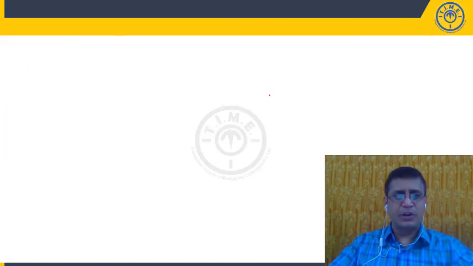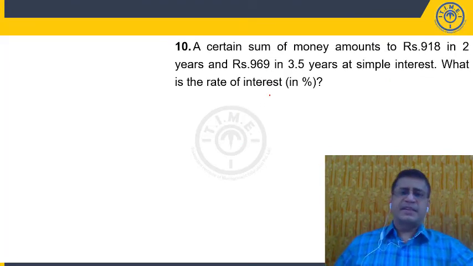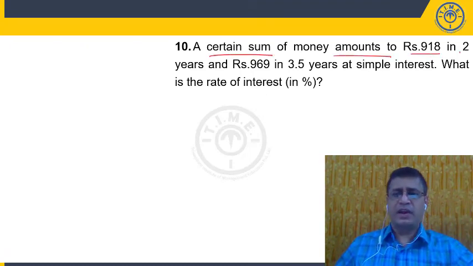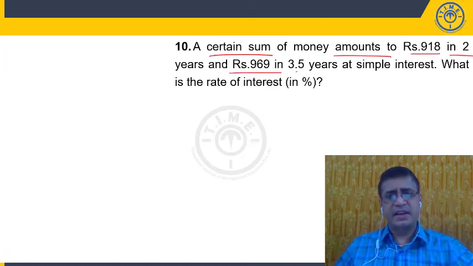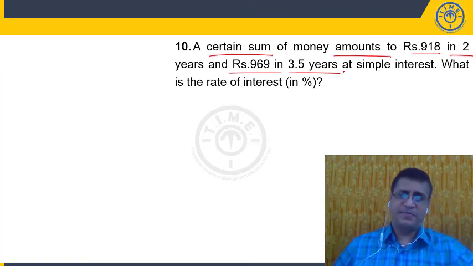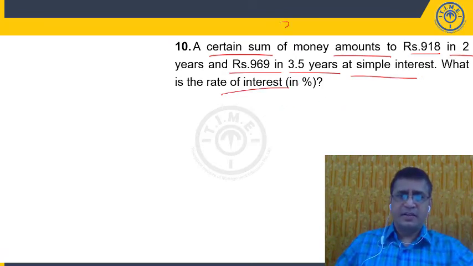Right, look at the next example on your screen. A certain sum of money amounts to rupees 918 in 2 years and rupees 969 in 3.5 years, at simple interest. What is the rate of interest? It is under simple interest.